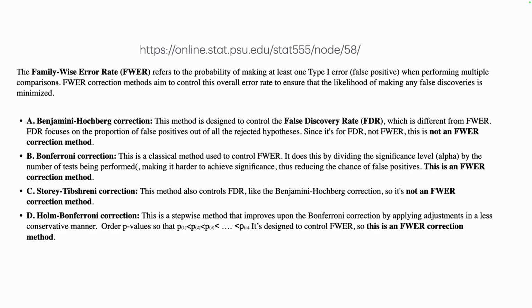So the family wise error rate refers to the probability of making at least one type 1 error, which is a false positive, when performing multiple comparisons, or when we are doing multiple statistical tests to reject our null hypothesis. So these correction methods aim to control this overall error rate to ensure that the likelihood of making any false discovery is minimized.